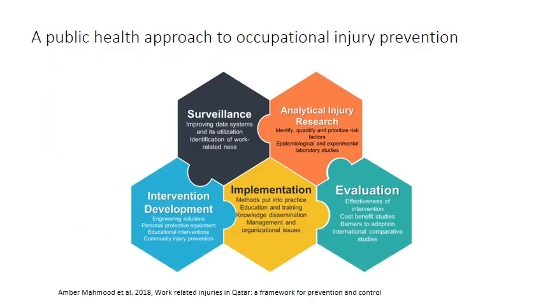I saw this graph in one of the articles in Ergonomics which has been recently published, and I liked it. It's a kind of public health approach to prevent illnesses. They use the same approach for occupational injury prevention. So the first step is to improve the data system and identify the work-related illnesses. Then we need a lot of research on risk factors and also epidemiological studies and experimental studies to evaluate the nature of the work-related injuries.